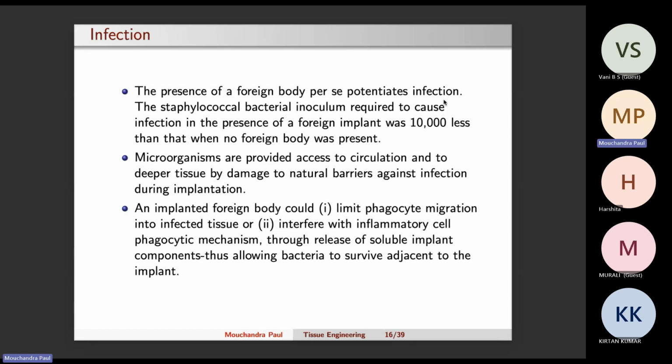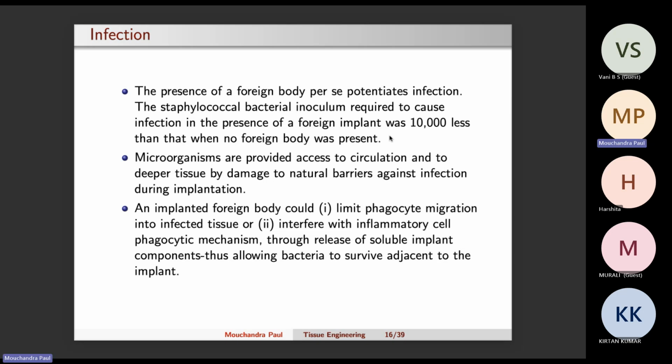The presence of a foreign body per se potentiates infection. If a foreign body is there, then the risk of infection actually increases a lot. This statement supports what I just said. The staphylococci bacterial inoculum that is required to cause infection in the presence of a foreign implant was 10,000 times less than when no foreign implant is present.